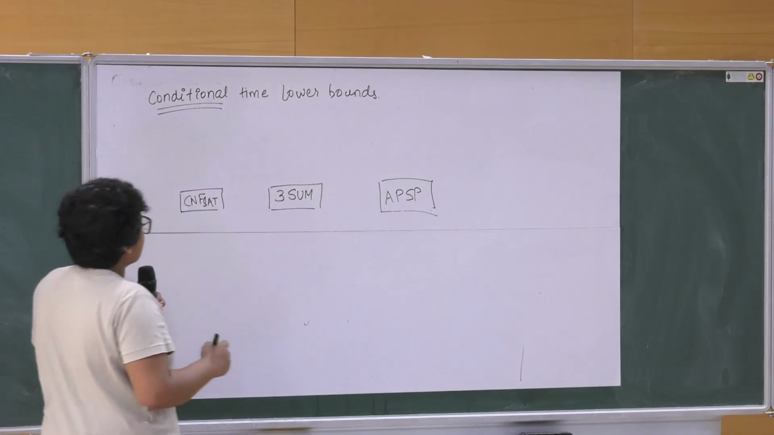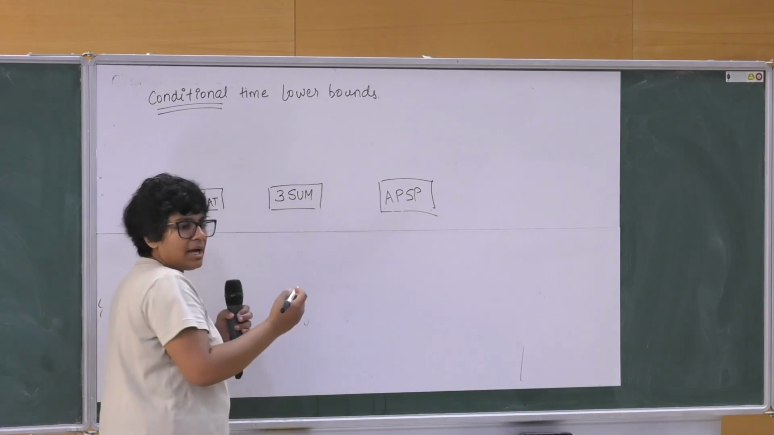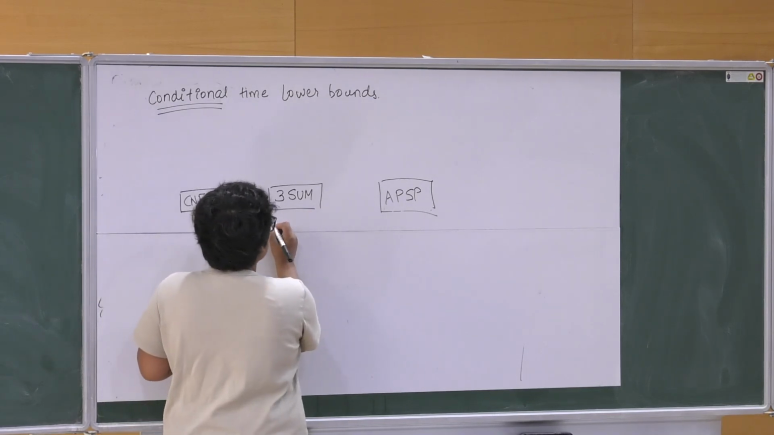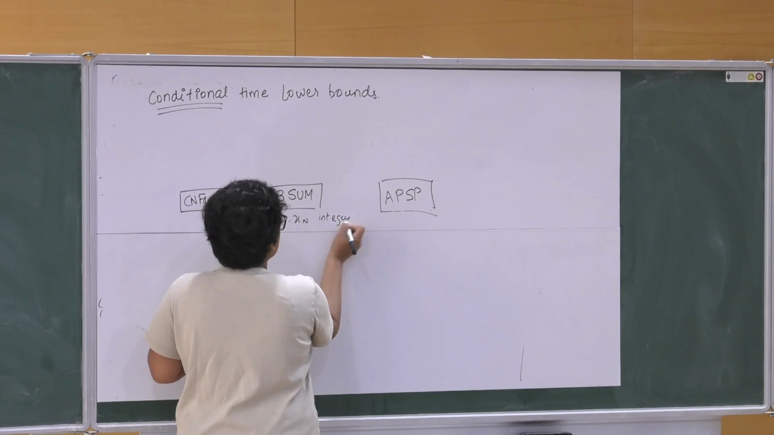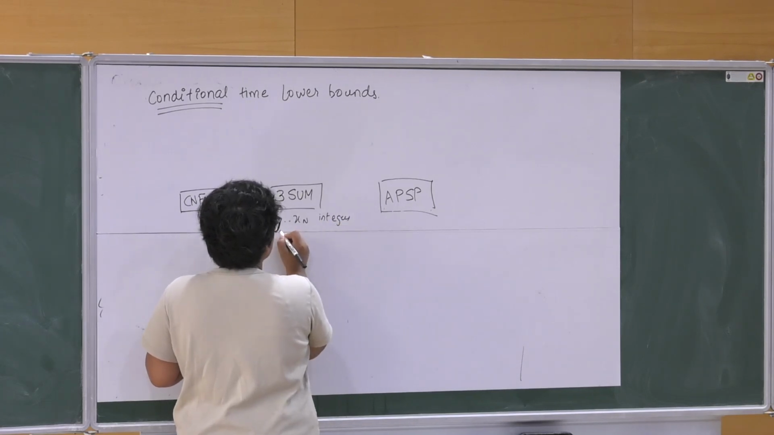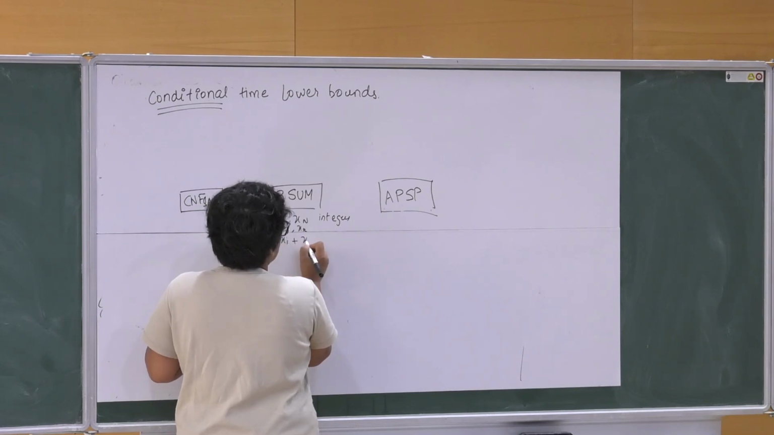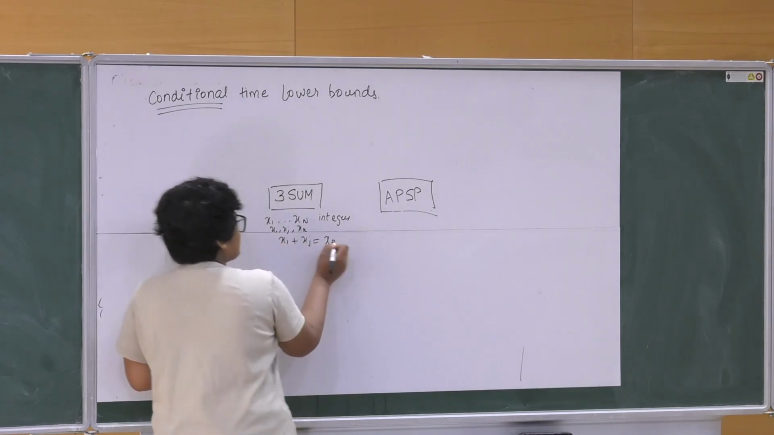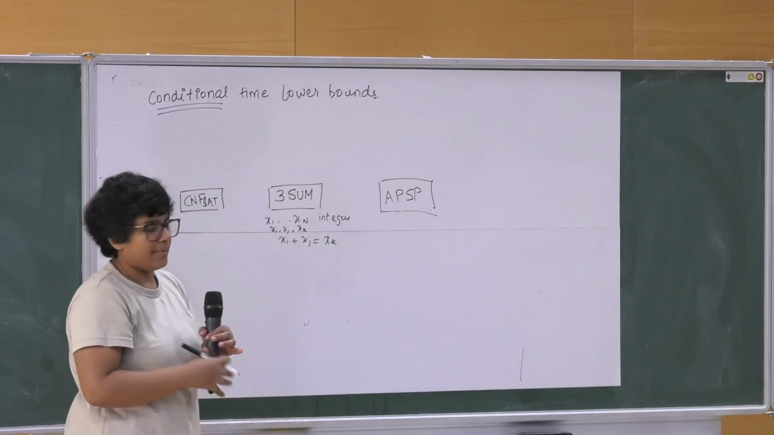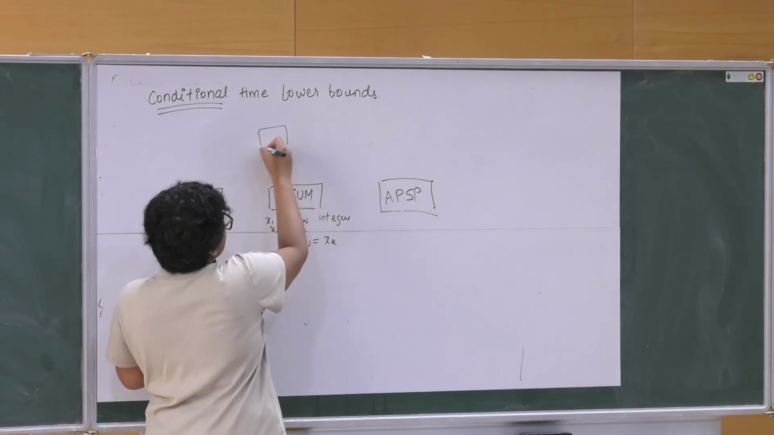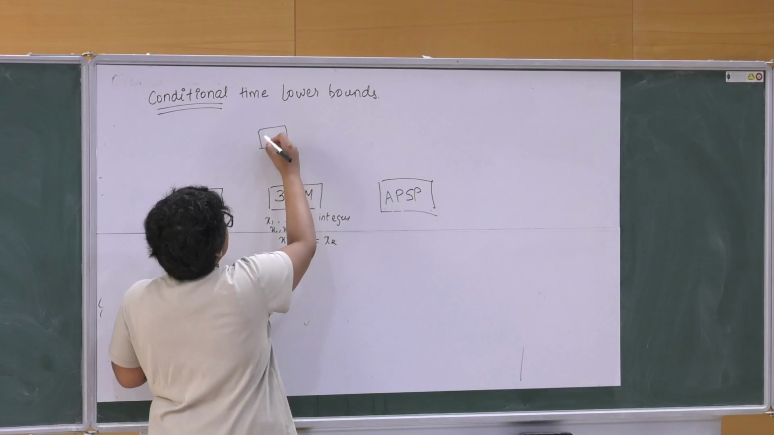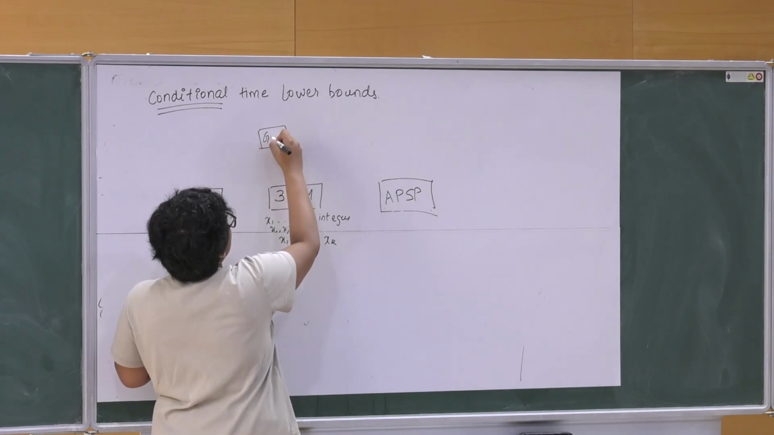Now, for example, threesome was this problem, right? You have n integers in a universe, and you want to know if there exists a triple, xi, xj, xk, something like this. This was the question threesome was asking. Now, there could be some completely different problem, like some geometry problem.